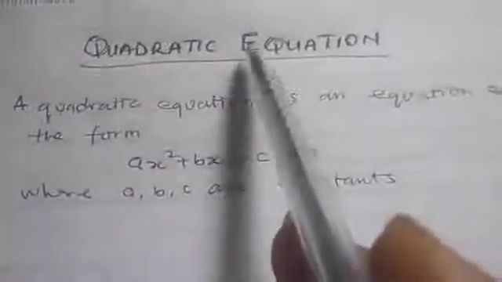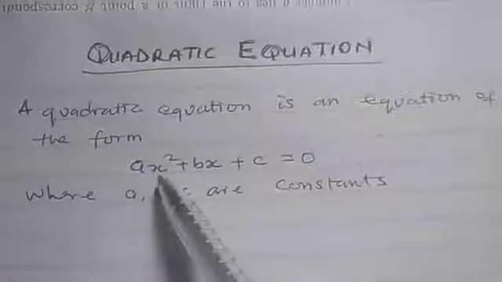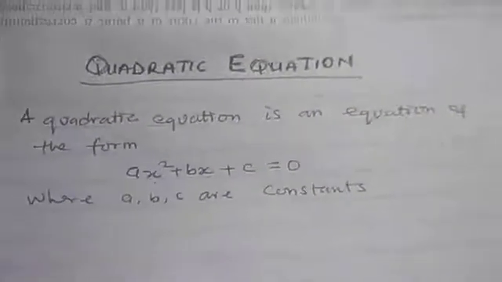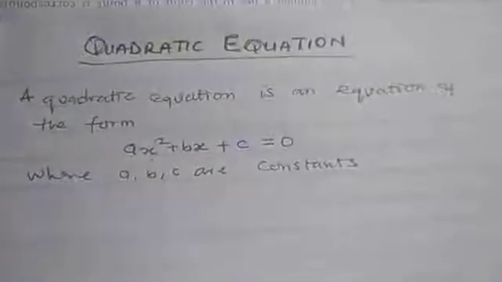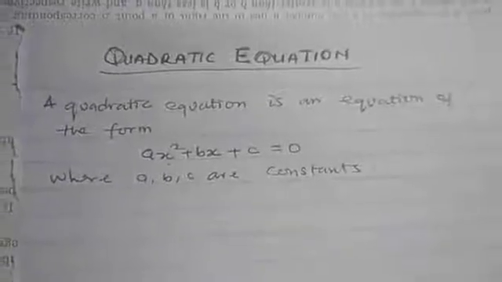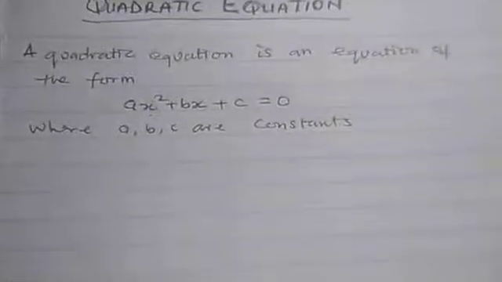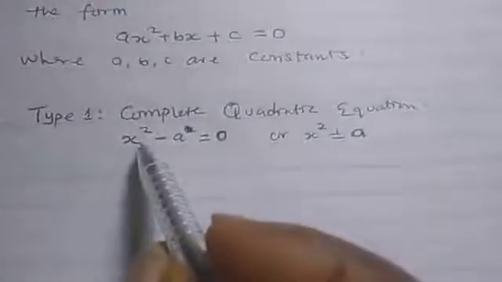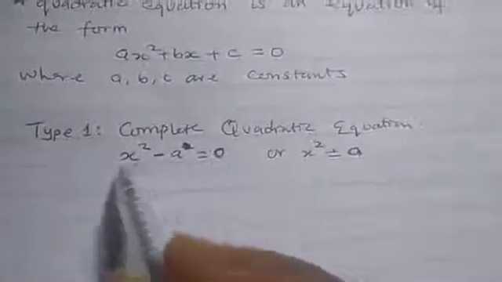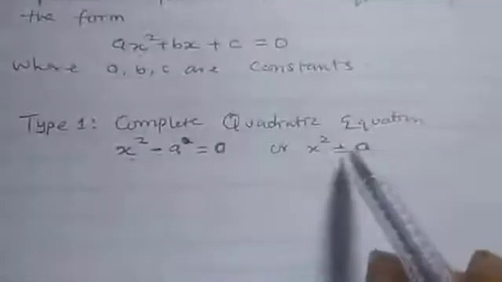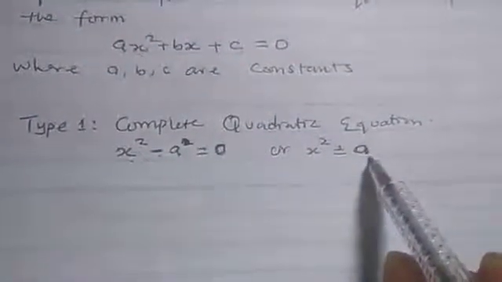When we are talking about quadratic, we mean when the highest power of that variable is 2, as you can see 2 here. So we have what we call quadratic equation. Quadratic equation exists in two forms or two types. The first one is complete quadratic equation. Complete quadratic is of this form: x squared minus a, where a is a number, meaning constant, or we write it as x squared plus a.